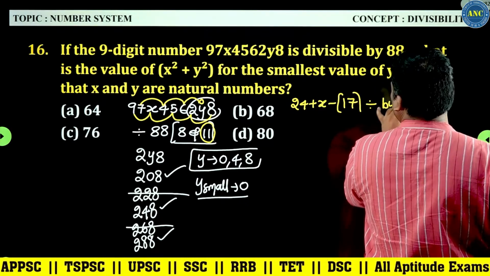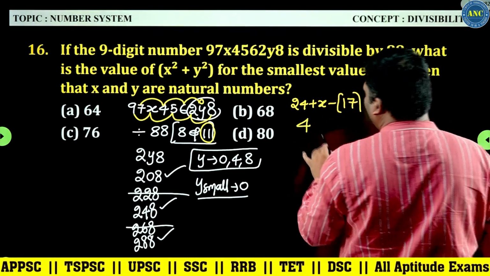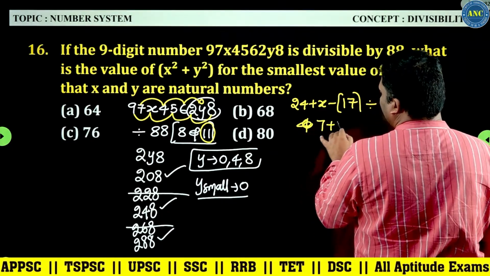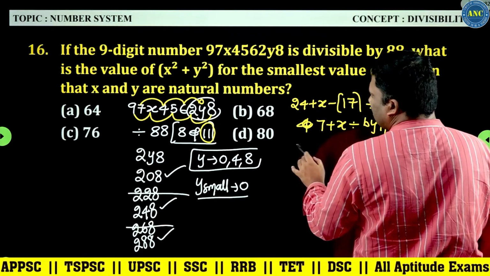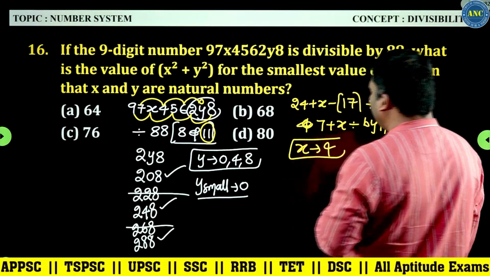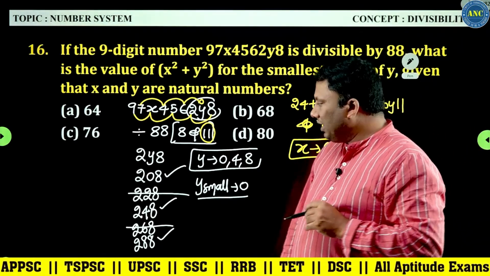Are you all with me? 24 minus 17. 7 plus x. 7 plus x should be divisible by 11. That means x will be 4. 7 plus 4, it is 11. X will be 4. I hope the idea is clear.